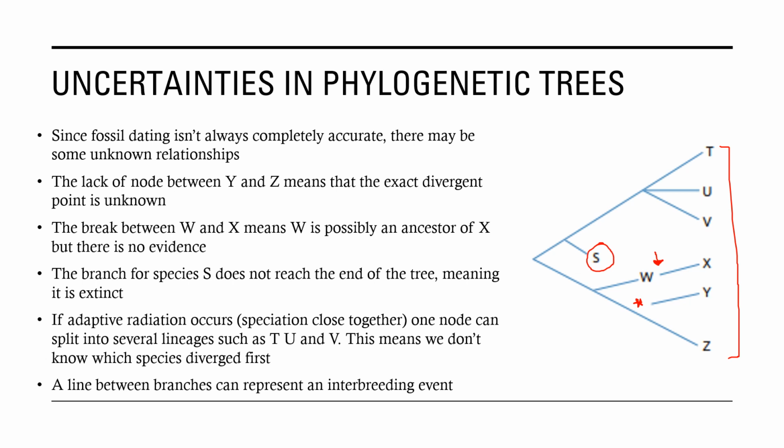And if adaptive radiation occurs, which is basically speciation that happens really close together, so we're not exactly sure what came from what, we can have several different branches coming out of one node. So for instance, we've got T, U, and V. We're not exactly sure which one came first or which one diverged from what. So we just use one node to represent all of those species.